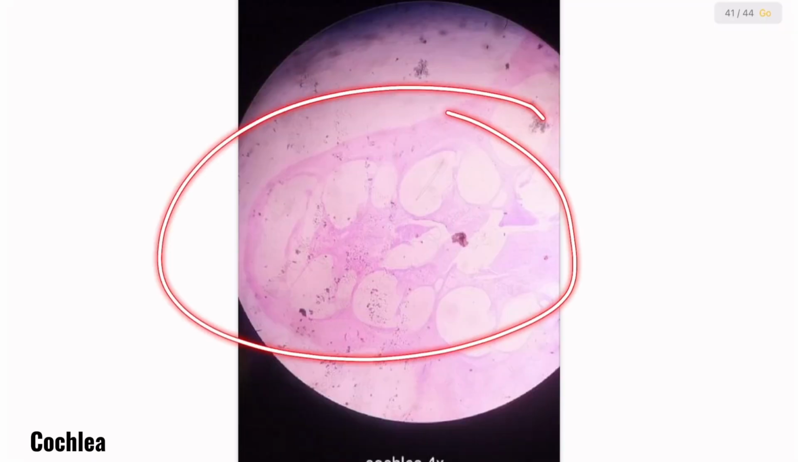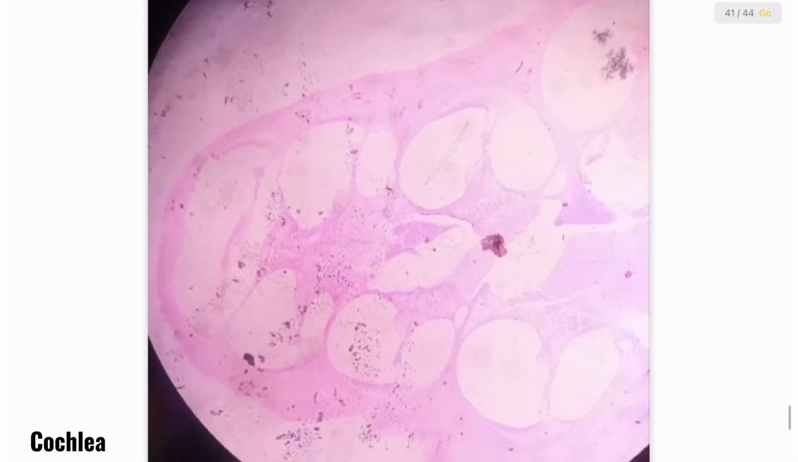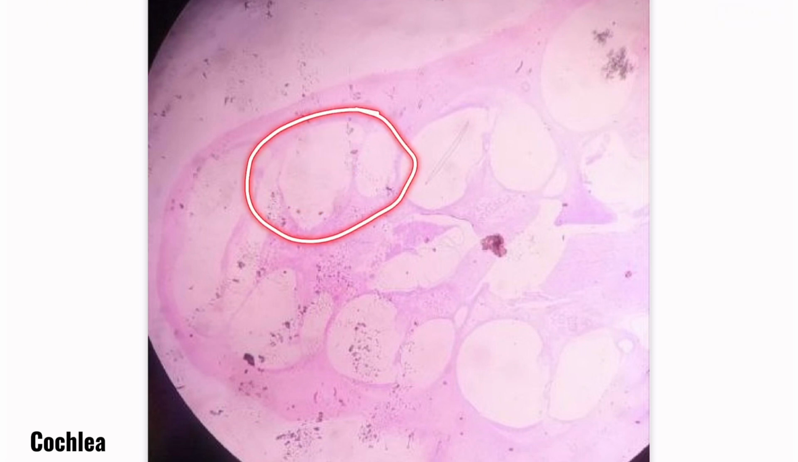This right here is the histological slide of cochlea. How do I know that? I know that due to the presence of these empty spaces. These empty spaces are nothing but the channels present within the cochlea.